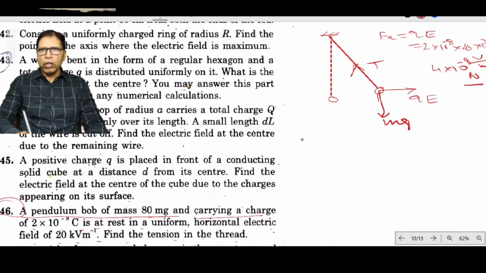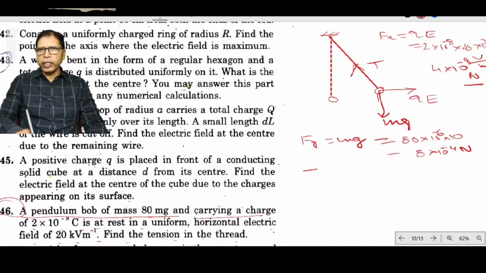Now the gravitational force, Fg equals mass into g. Mass is 80 milligram. So 80 into 10 to the power minus 6 into g, which is 10. Therefore, this is 8 into 10 to the power minus 4. Therefore, the tension T equals the square root of Fe square plus Fg square. Okay, no problem.